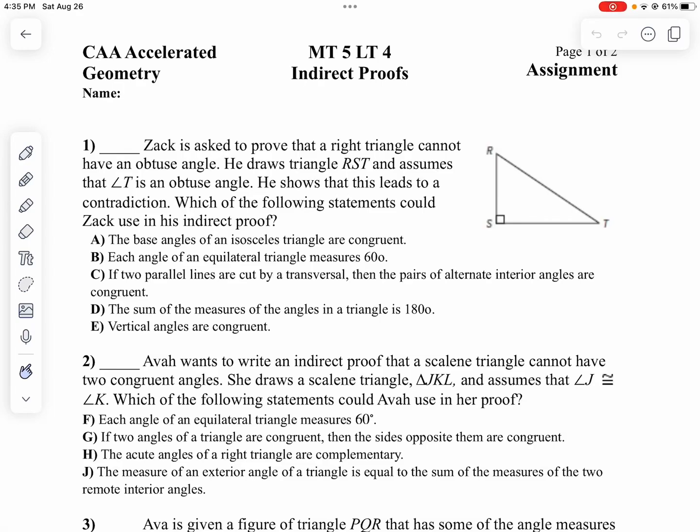Hey, let's take a look at your LT4 assignment. Don't forget your name. That's extremely important. Can't give you credit if you don't have your name on it.